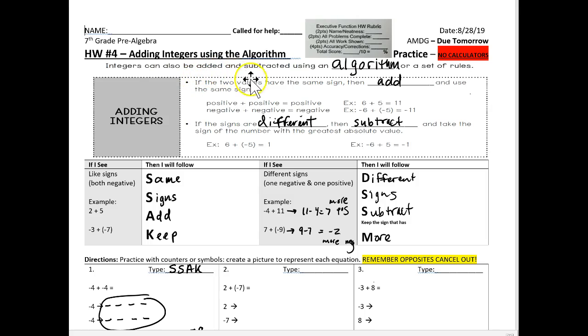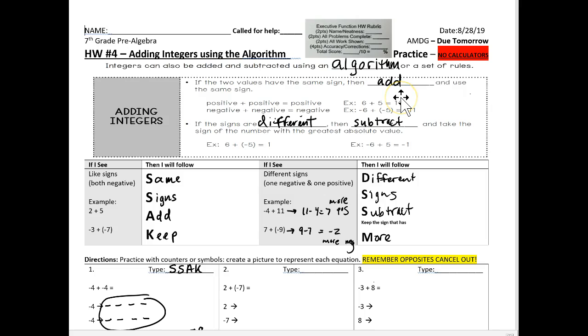If you have two values that have the same sign, you're going to add those values and use the same sign. A positive and a positive is going to stay positive. 6 plus 5, they've got the same signs, so you just add them up, you keep the positive, and it stays positive 11. However, if it's a negative and a negative, you're going to get a negative answer. So a negative 6 plus a negative 5, you just add 6 and 5, you get 11, but you keep the negative sign, negative 11.